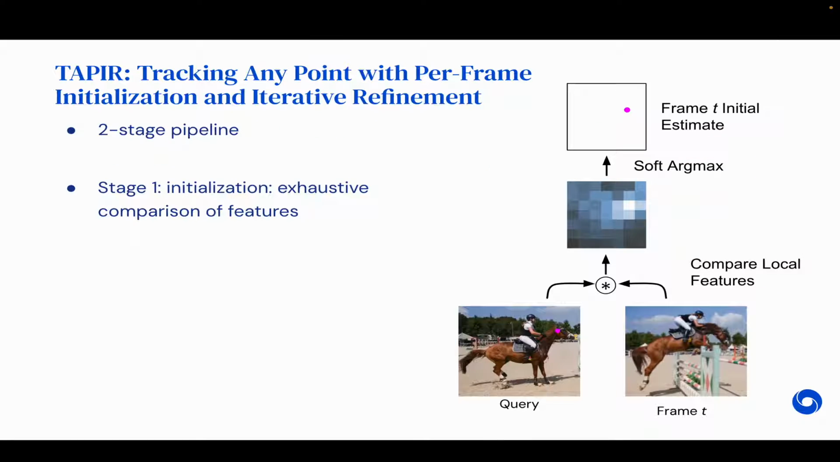Our model is called TAPIR, TAP with per-frame initialization and iterative refinement. The model is a conceptually straightforward, two-stage pipeline. The first stage initializes the track by comparing features for the query point with features for every other frame. This gives us a heat map of potential corresponding locations. We apply a differentiable version of an argmax in order to get a position estimate for each frame.